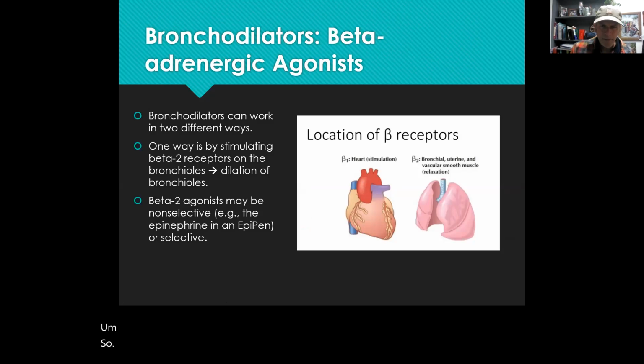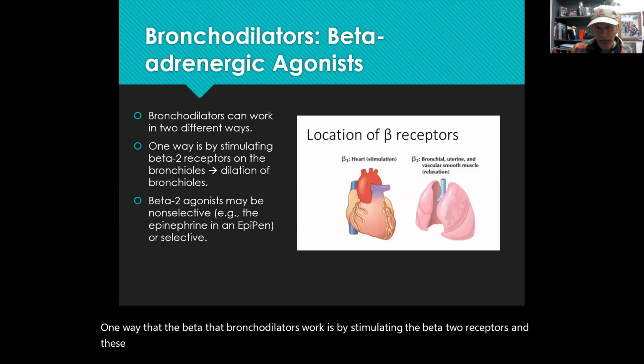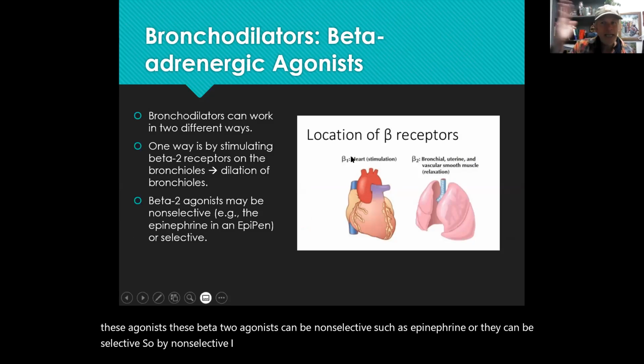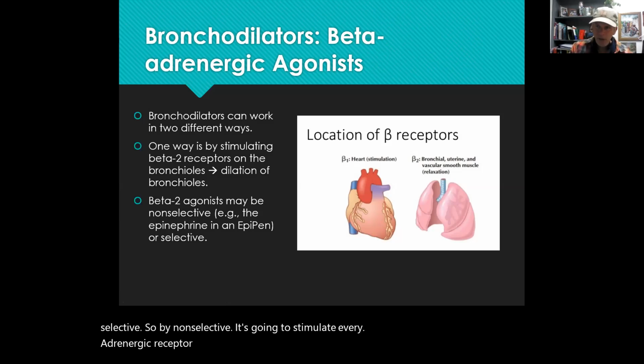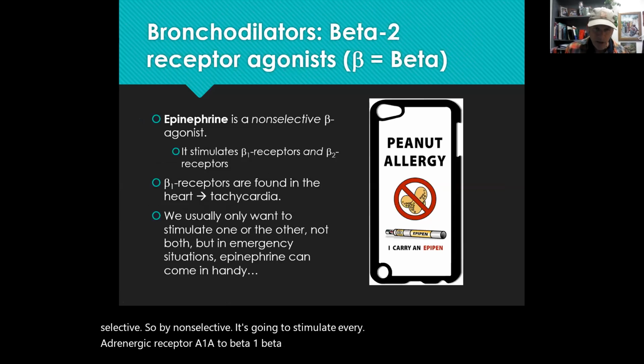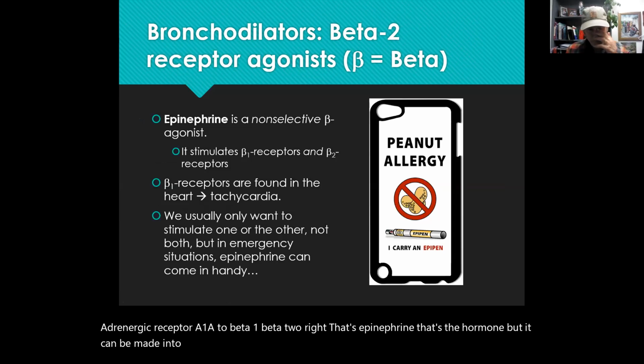So one way that bronchodilators work is by stimulating the beta 2 receptors. And these beta 2 agonists can be non-selective, such as epinephrine, or they can be selective. By non-selective, I mean it's going to stimulate every adrenergic receptor: alpha 1, alpha 2, beta 1, beta 2. That's epinephrine, that's the hormone, but it can be made into a medication. Some people have heard of EpiPens. People carry these around.